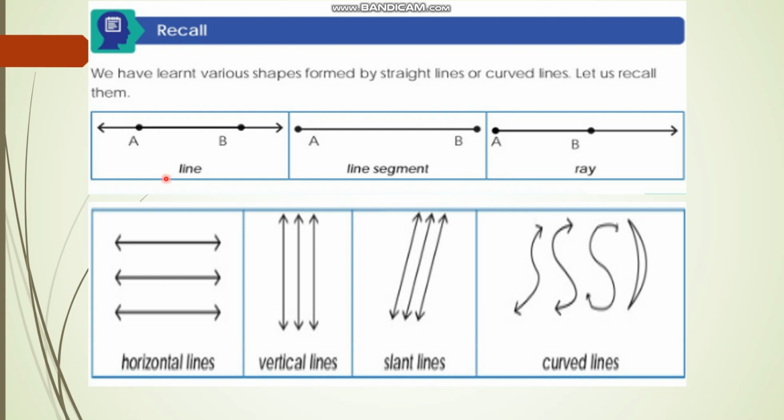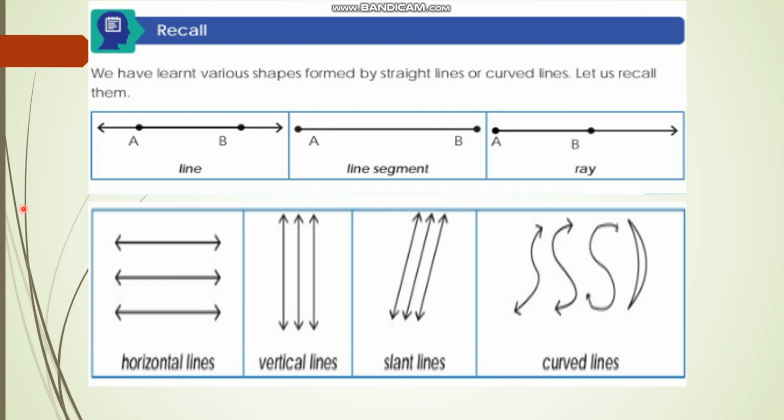Children, do you know what is a line? Yes, many points placed close to each other form a line. Here it shows a line, and the name for this line is AB, line AB.